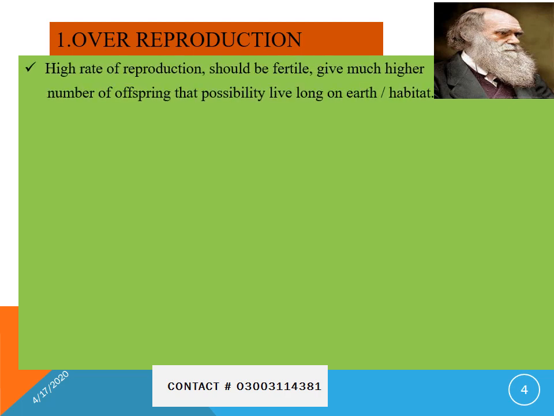A high rate of reproduction means the organism should be fertile and give a much higher number of offspring than can possibly live on the earth, or we can say in the habitat. When the number of individuals increases, they have the ability to survive on the earth for a long time. Long-term survivability is concerned with over-reproduction. Organisms that reproduce more have more ability to survive, because from just a few, one cannot survive on the earth on the basis of interaction, or we can say on the basis of struggle for existence.